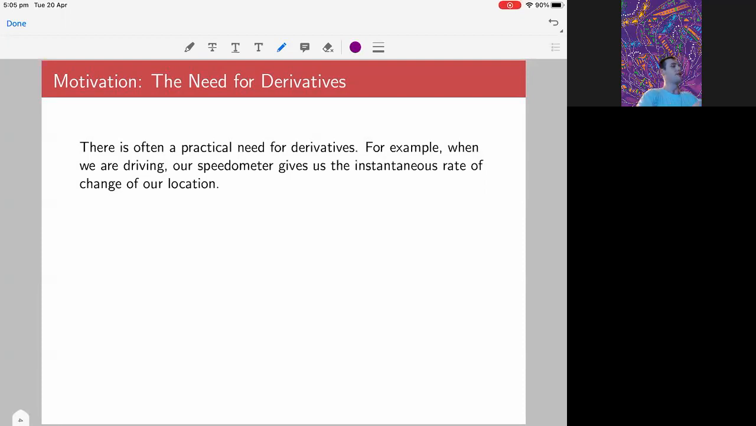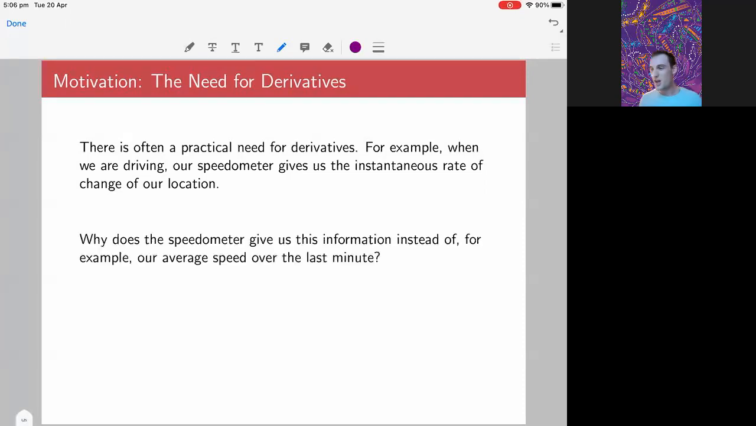So my question for you, and this is something I would actually like some participation in, is why is it important that a speedometer gives you your instantaneous speed rather than, for example, the average speed you've traveled over the last minute? If you were interested, could you please answer this question for me, giving a brief sentence answer in the chat.